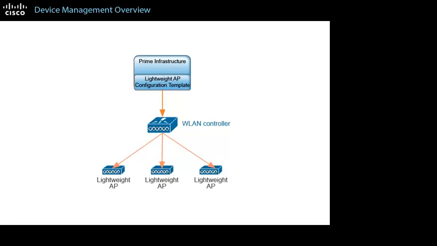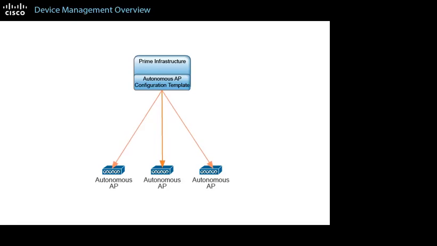When you deploy access point configurations, the process differs slightly based on whether you're deploying them to lightweight or autonomous access points. When you deploy lightweight access point configurations, the system deploys the device configuration to the controller that manages the access points, which then delivers the configuration to each access point. When you deploy autonomous access point configurations, which are CLI-based templates, the system deploys the configuration to each access point directly.